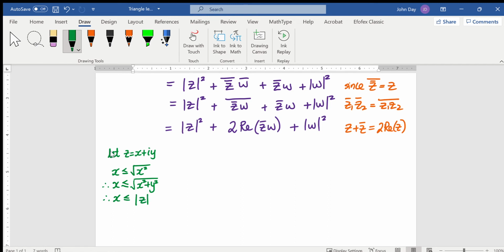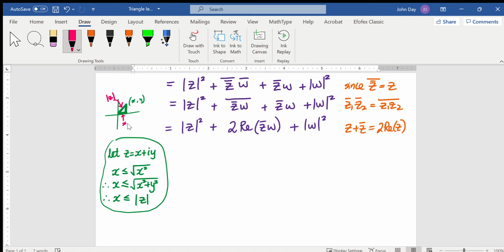Okay, so x is less than or equal to mod z. Now, we know that sort of makes sense graphically too, because here's your complex plane. If that's your point (x, y), or x plus iy, then the x part is as long as the shaded bit here, but mod z is as long as that. So you can see that, I'll use a different colour to point out what I mean. That bit along there is the size of x, and that's mod z.